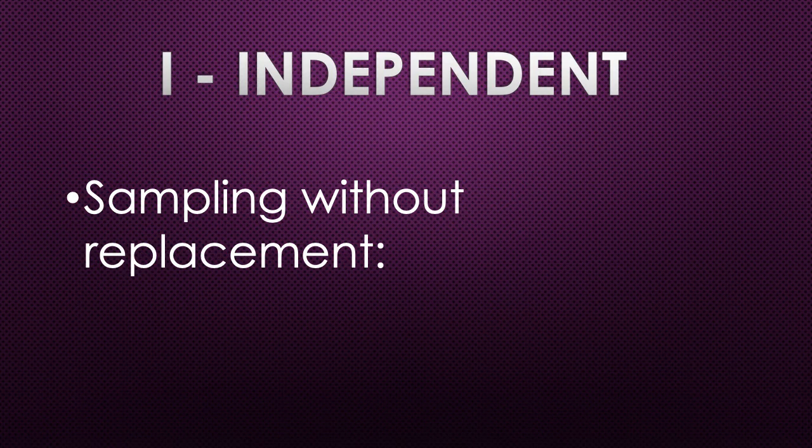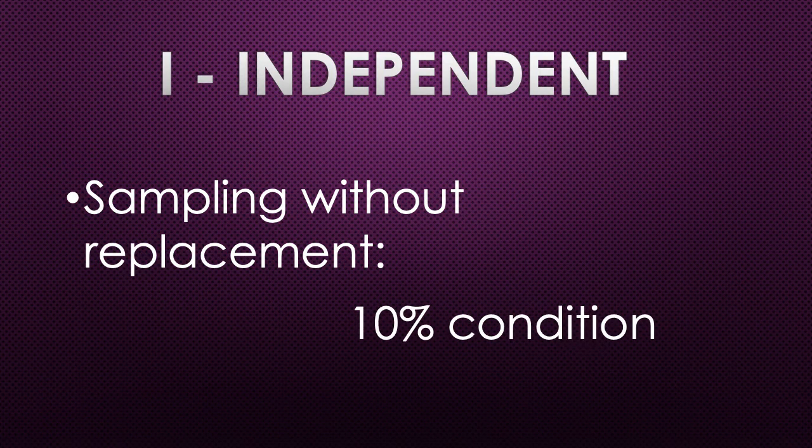When that happens, we have to make sure that we're checking the 10% condition. Remember, the 10% condition is just a way of checking that the sample size we're taking is small compared to the size of our population, so that the minute differences in the probabilities don't affect our overall answer.